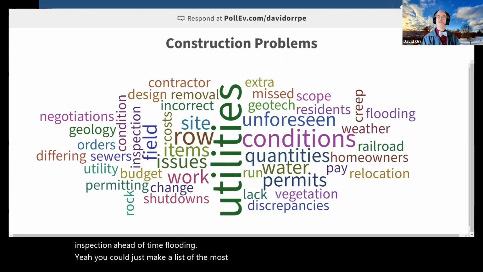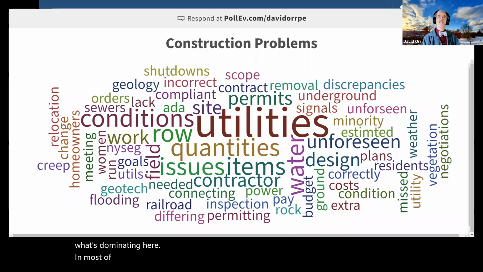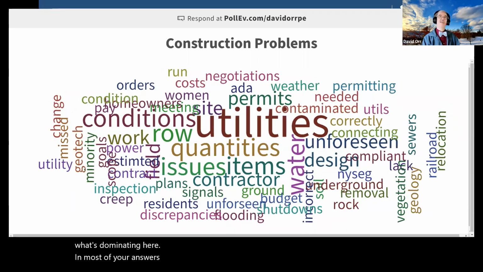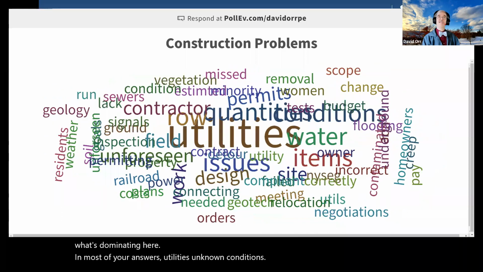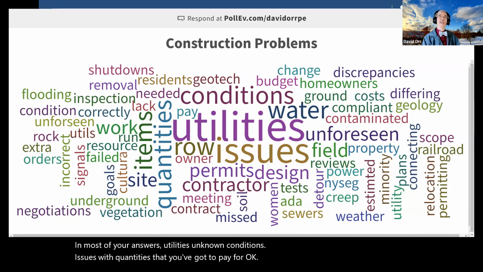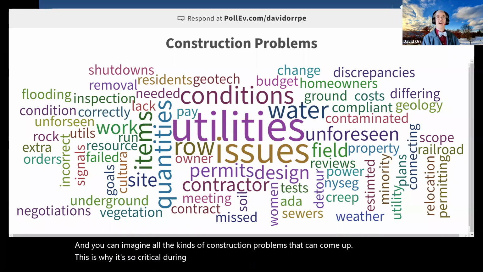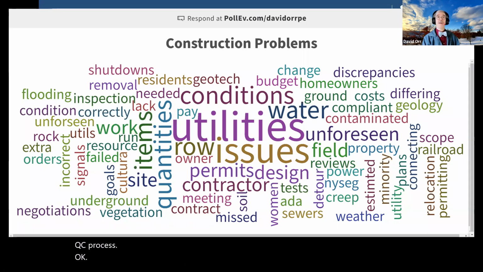And I want you to notice what's dominating here in most of your answers. Utilities, unknown conditions, issues with quantities that you've got to pay for, okay? And you can imagine all the kinds of construction problems that can come up. This is why it's so critical during the construction process to have a good scope, a good QA/QC process, okay? Make sure you've got good material certifications and you've done a good job with your inspection.